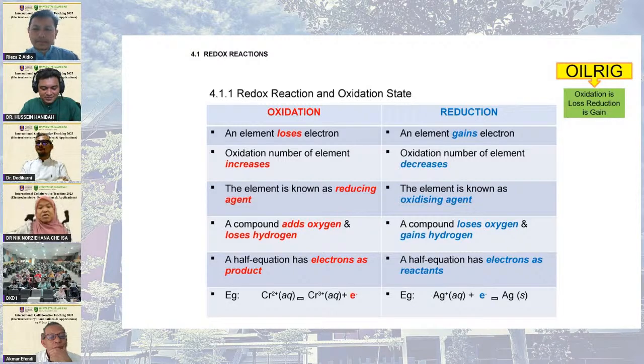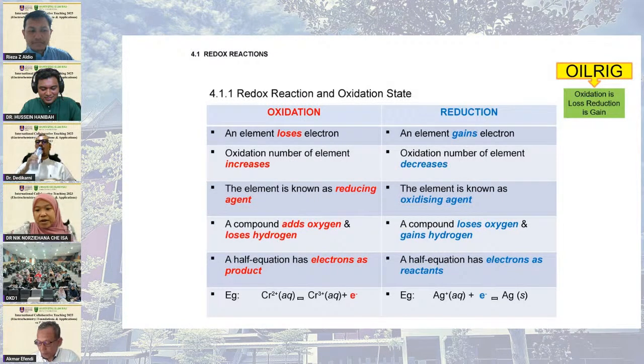We know it as the oxidizing agent because the compound loses oxygen and gains hydrogen. If you look at the half equations here, we can see that the electrons always appear at the left hand side. So this is the difference between oxidation and reduction.